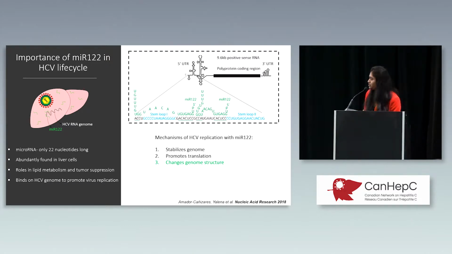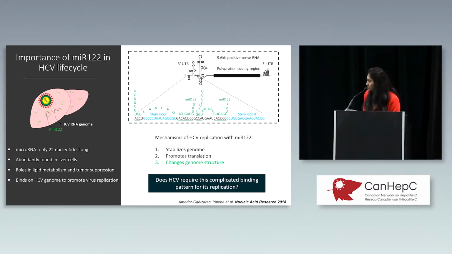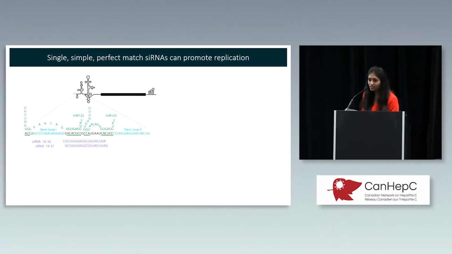Right now, I would like you to focus on how complicated this microRNA 122 binding is on the virus genome. The microRNA binds to these two seed sites. It also has these accessory binding sites along with the 3' overhangs. And binding to the extreme 5' end along with the long overhang was shown to be essential in order to promote virus replication. But our question was, does HCV really require these complicated binding patterns in order to promote virus replication? Well, the answer is no.